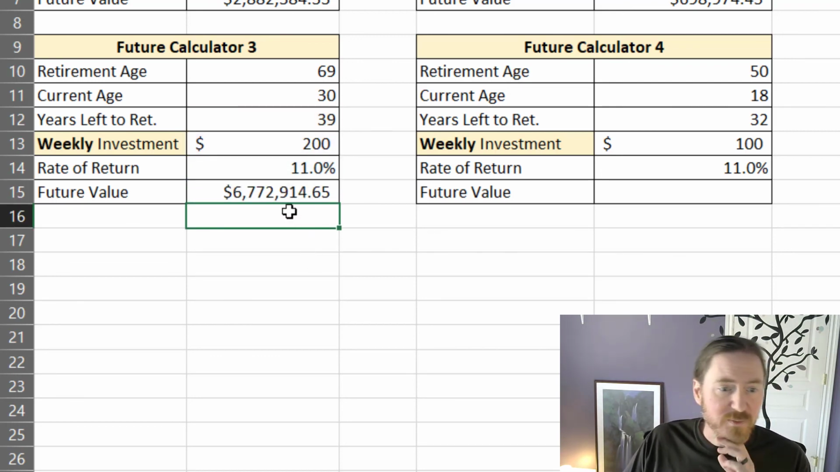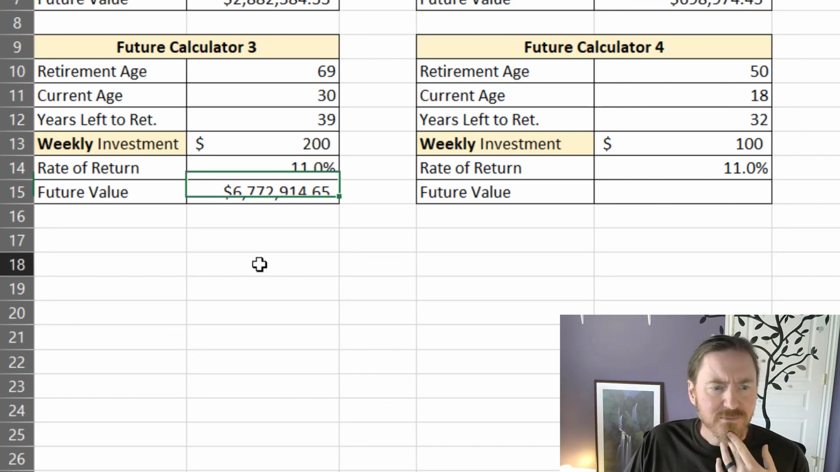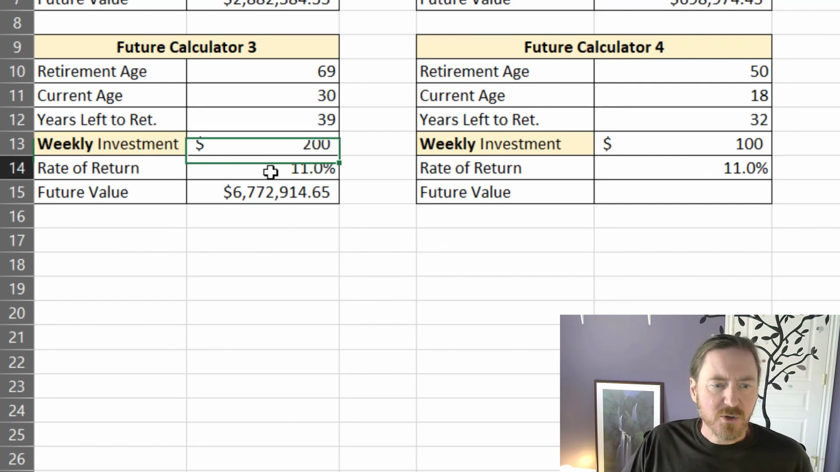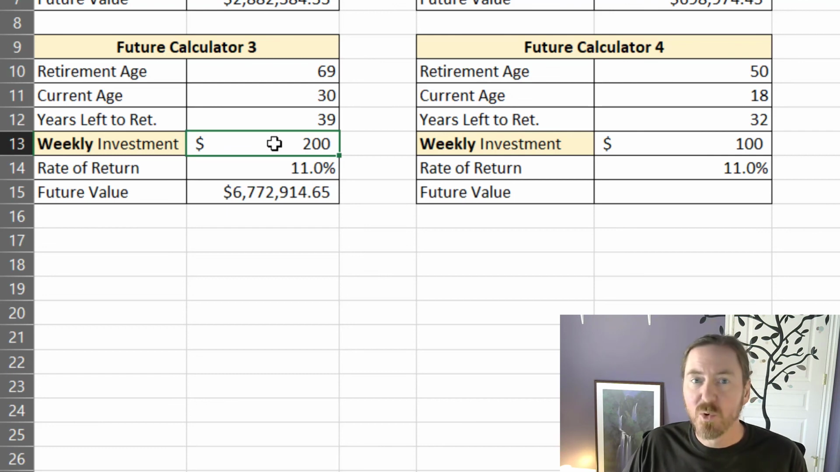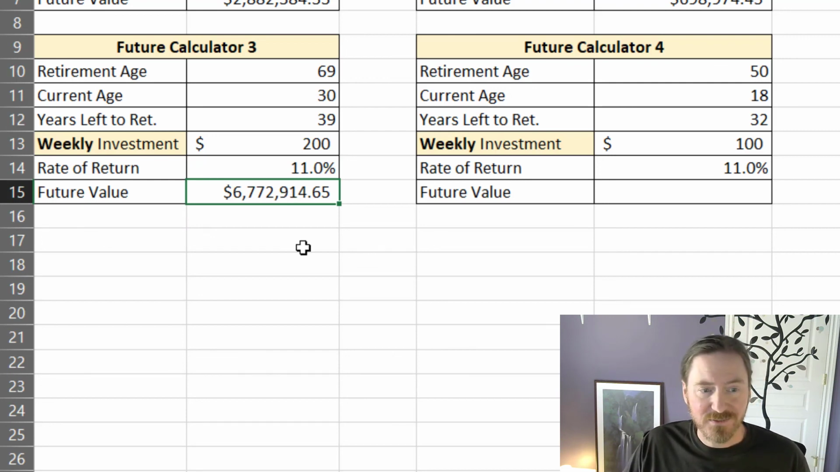Now, this seems like a pretty big deal. This number is not out of whack, it's just big. Because remember, this person still has a big time horizon. 39 years is huge. But they're investing $200 per week, weekly compounding. They're also expecting 11% annual return. $200 a week is obviously more than $800 a month, because we know a month there's like 4.33 weeks per month. So that's a pretty big savings, $200 per week. So yeah, 6.7 million. And yeah, so that's accurate.